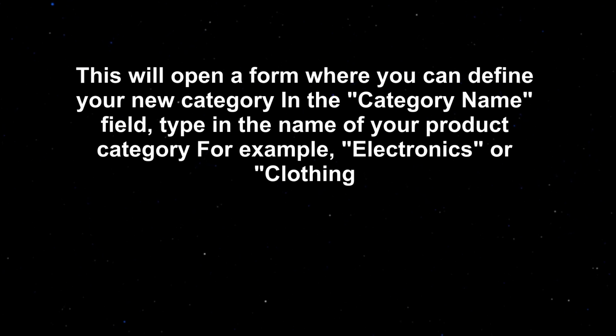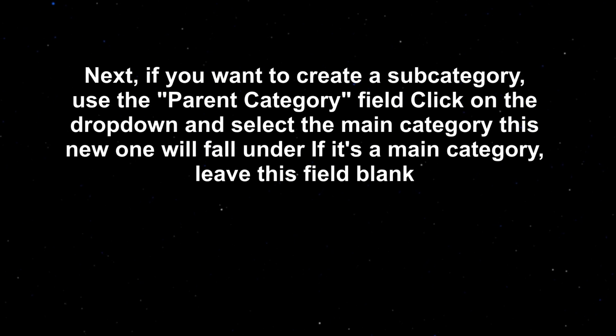In the Category Name field, type in the name of your product category, for example, electronics or clothing. Next, if you want to create a subcategory, use the Parent Category field. Click on the drop-down and select the main category this new one will fall under.